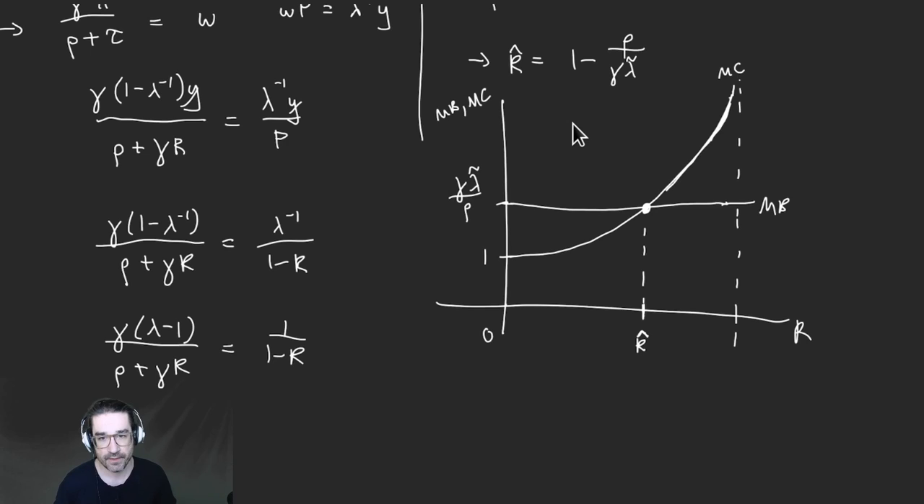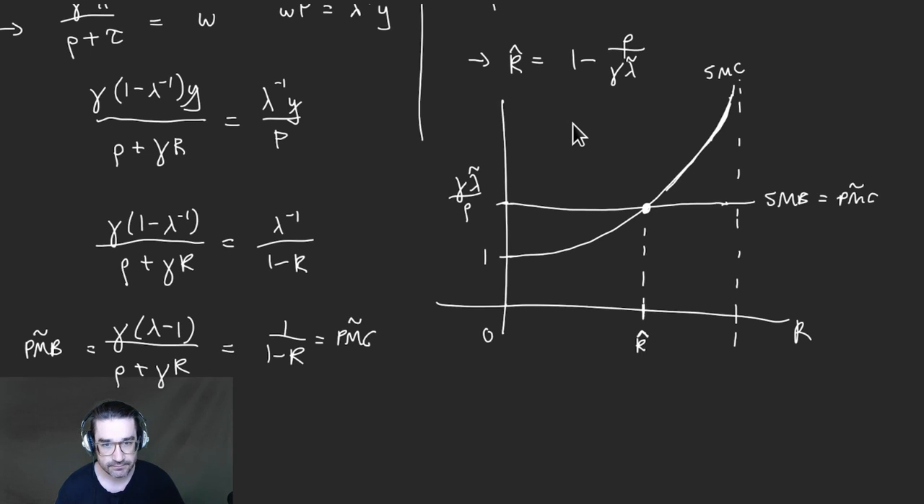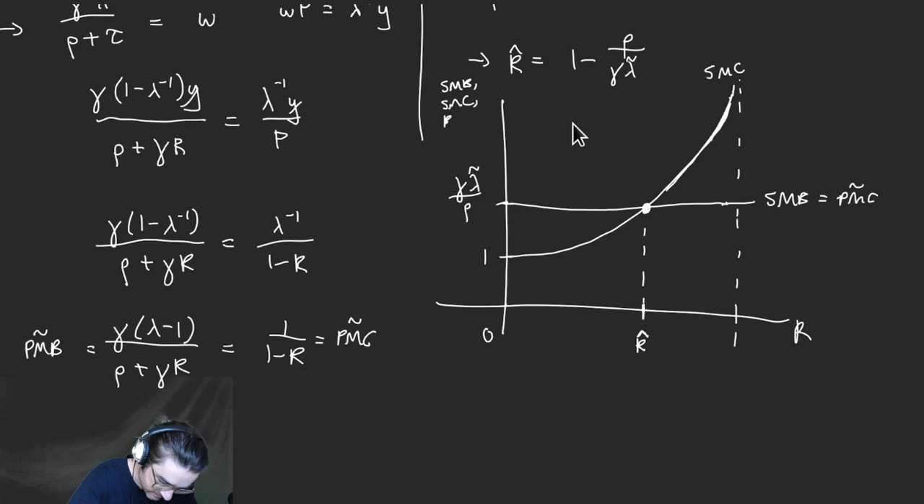Now we can plot this stuff on the right. So maybe I'll call it private marginal benefit tilde, private marginal cost tilde, because we've added on that lambda term. I guess we also canceled the y, but that's fine. So to label these properly, this is social marginal cost, social marginal benefit. That's what we plotted before. Now it turns out that's equal to our normalized private marginal cost. So now we have SMB, SMC, private marginal benefit, private marginal cost. That's what we're plotting here.